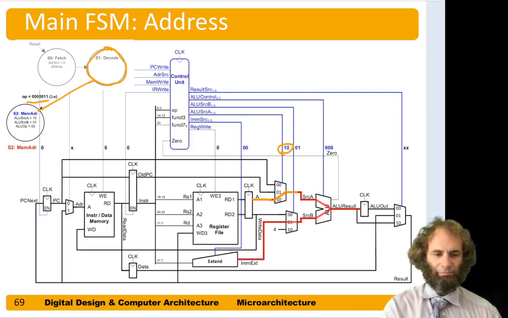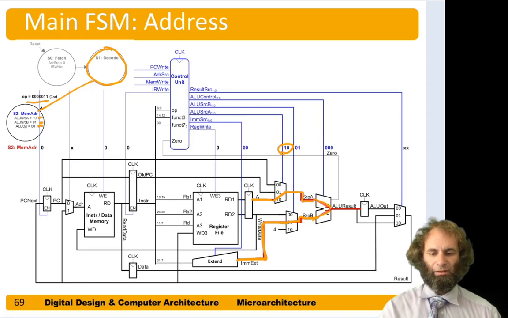The second source is coming from the immediate. We need to choose this terminal of the mux. ALU source B needs to be 01. Pass those to the ALU, and we want the ALU to add. Remember, an ALU op of 00 tells the ALU always add. So now we get our answer, and we'll store it into the ALU out register at the end of step 3.